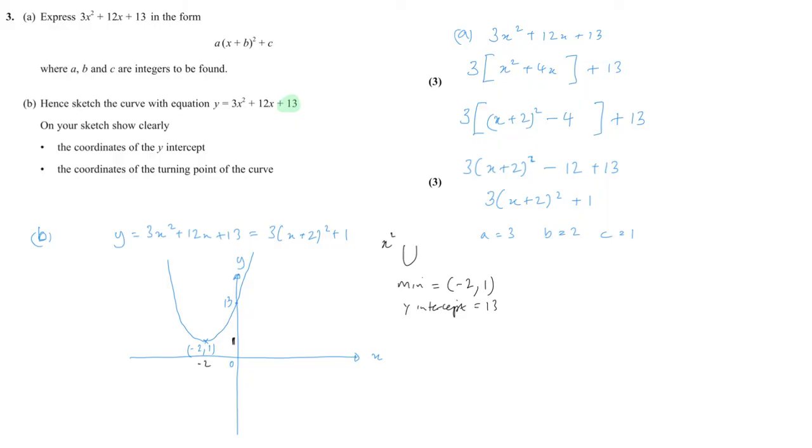So to get the full marks here, U shape, and the U shape has to come down into this second quadrant. 13 on the y-axis, or 0, 13 as a coordinate. And then the minimum point, the vertex at minus 2, 1.